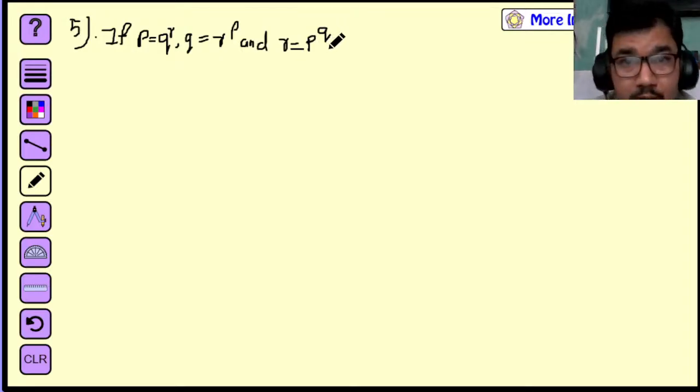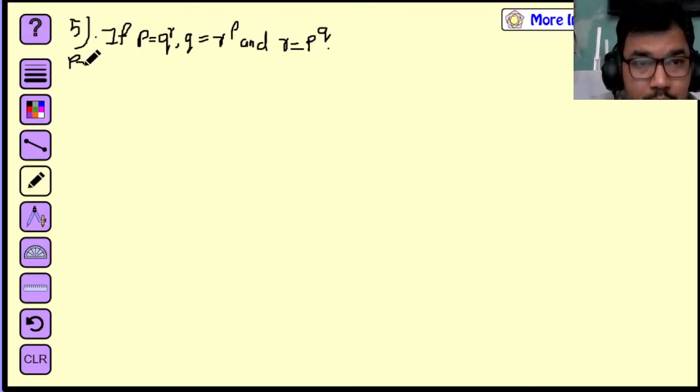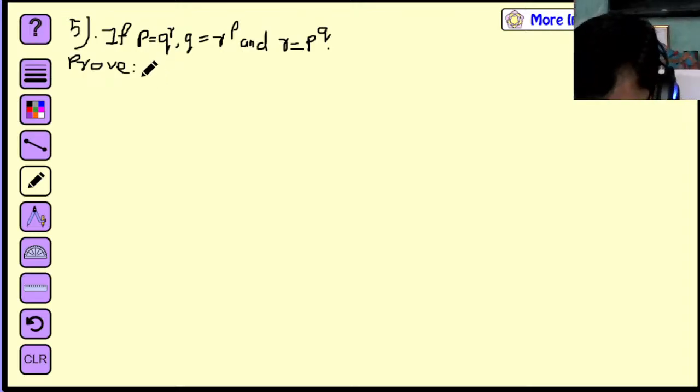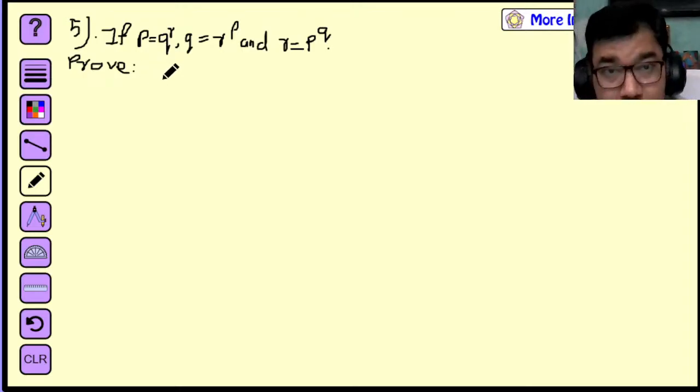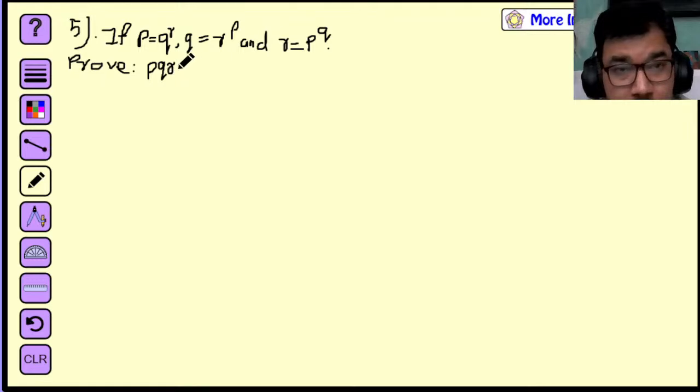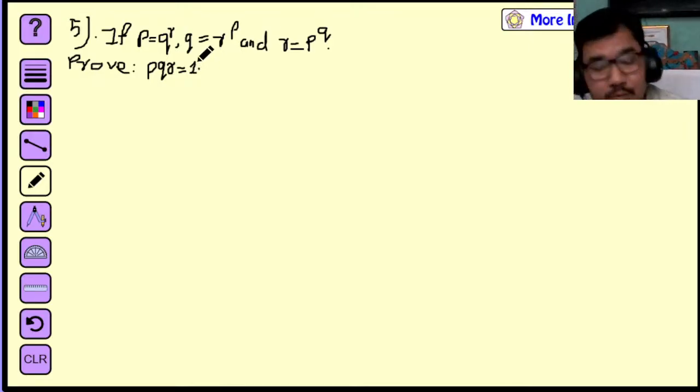Then the question asks to prove here: prove pqr equals 1. p, q, r, their product we are going to prove is 1. This is the question to prove, okay?